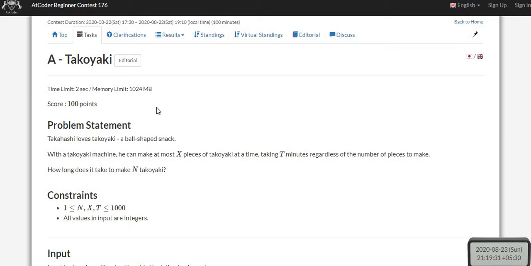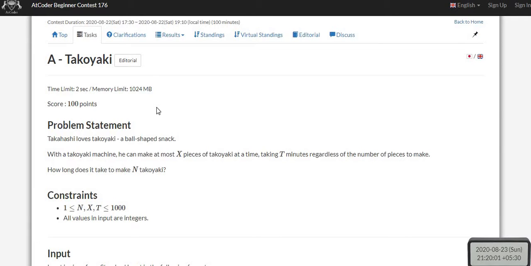It says that Takahashi loves takoyaki, a ball shaped snack, and with a takoyaki machine he can make or form at most X pieces of takoyaki at a time, taking time t minutes regardless of the number of pieces to make. So we have to calculate how long it takes to make N takoyaki. Basically here the time is irrespective of the takoyaki pieces.